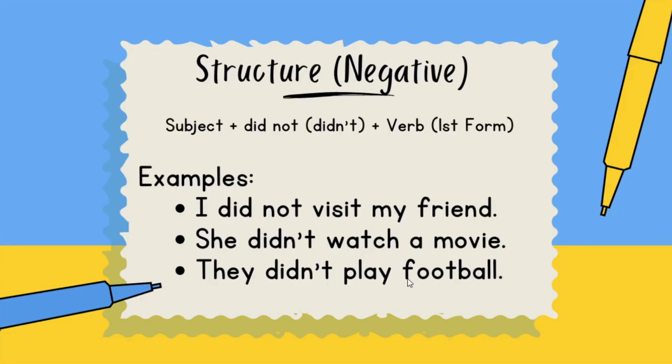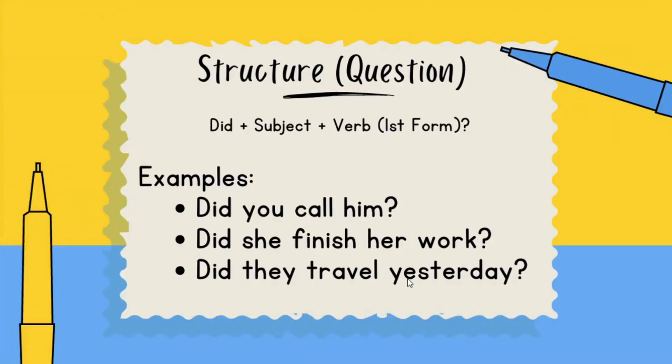Now let's move on to the last structure, which is how to make a question in simple past. First of all, we will use did, then we will use the subject, and then we will use the first form of the verb. In case we want to make a question in simple past, we should use did at the first.